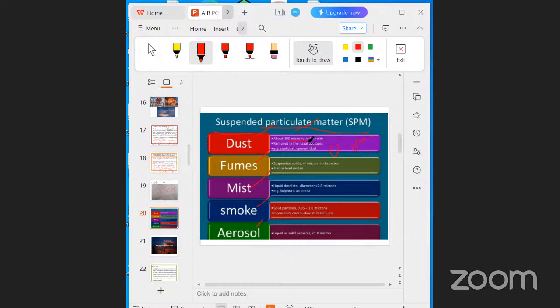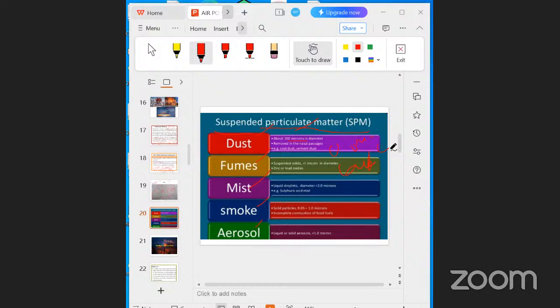The next one is fumes. These are solid particles produced by condensation from the gaseous state, generally the volatilization from melted substances. The fumes flocculate and sometimes coalesce.